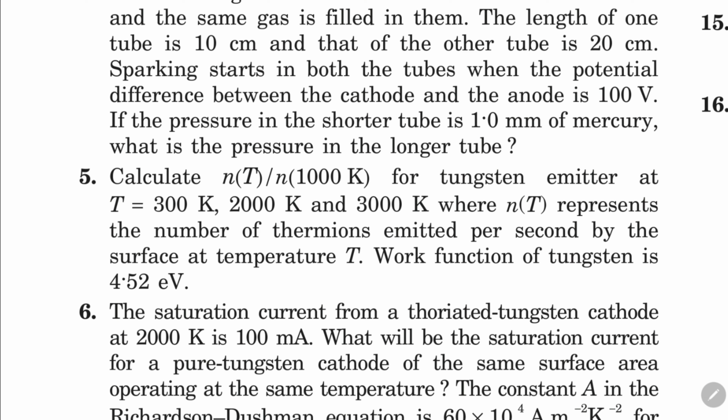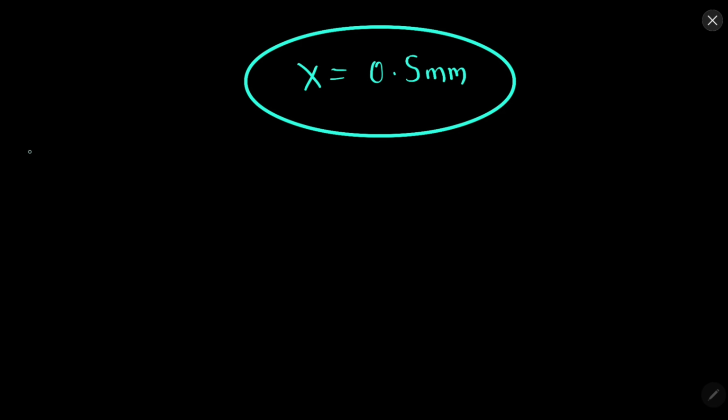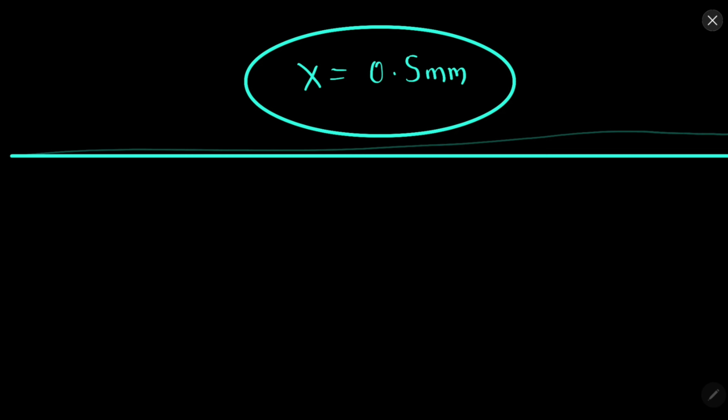In question 5, we need to calculate this ratio for a tungsten emitter at different temperatures. N of T represents the number of thermions emitted per second by the surface at temperature T. The work function is given. So this one is the fifth one.